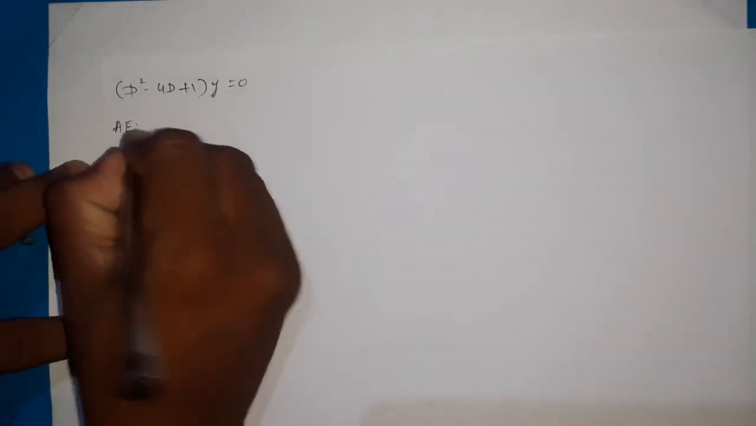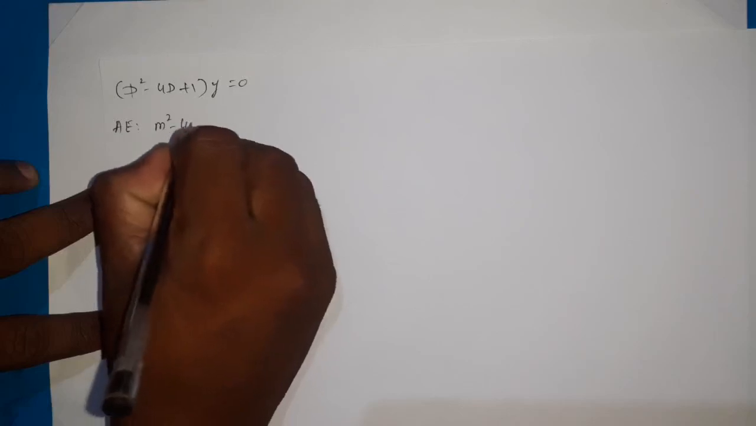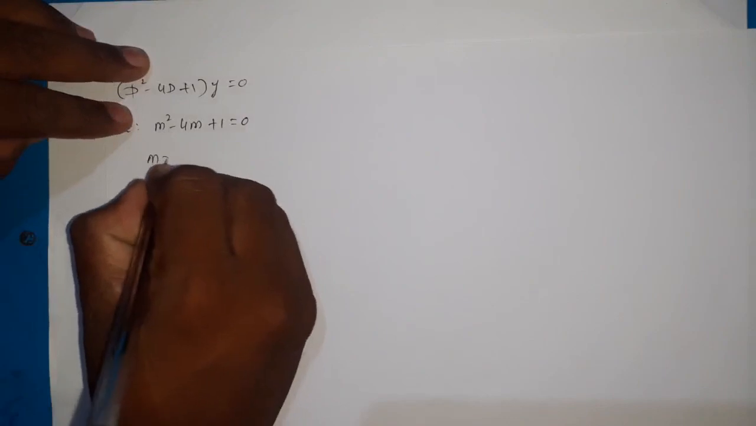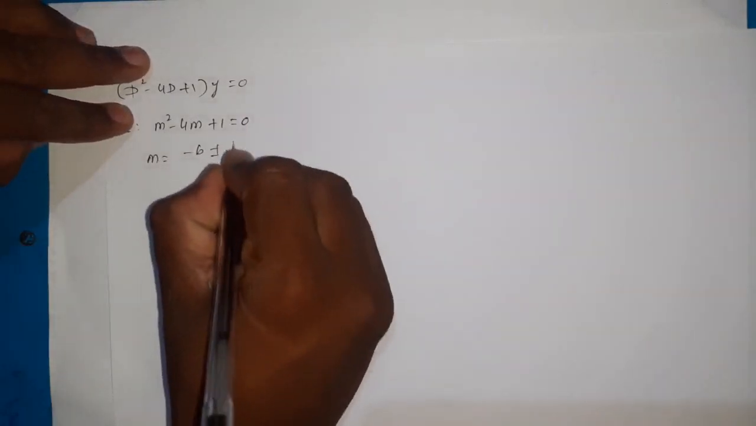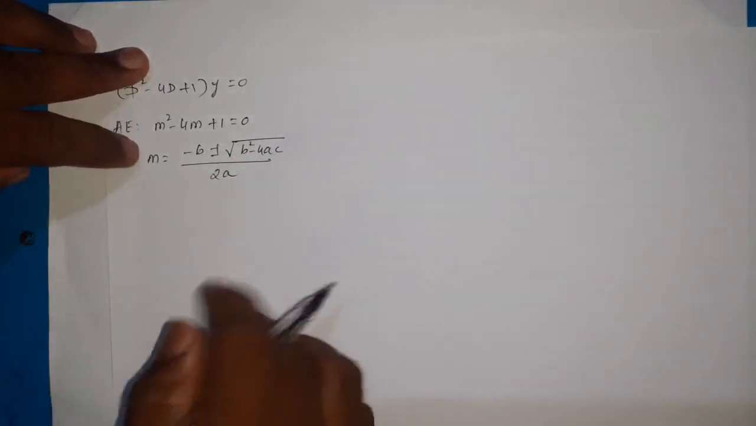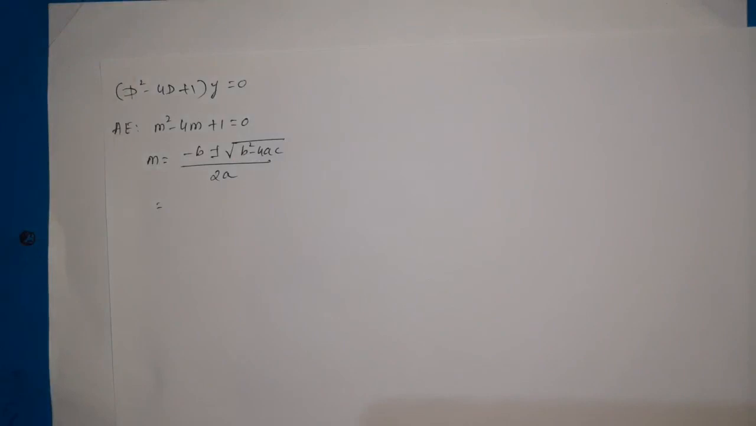Here the auxiliary equation is m square minus 4m plus 1 equal to 0, which is a quadratic equation, and it is not possible to factorize this equation. So therefore here we are going to use the formula to find the values of m. We know that m is equal to minus b plus or minus square root of b square minus 4ac divided by 2a. Here b is equal to minus 4, a is equal to 1 and c is equal to 1.